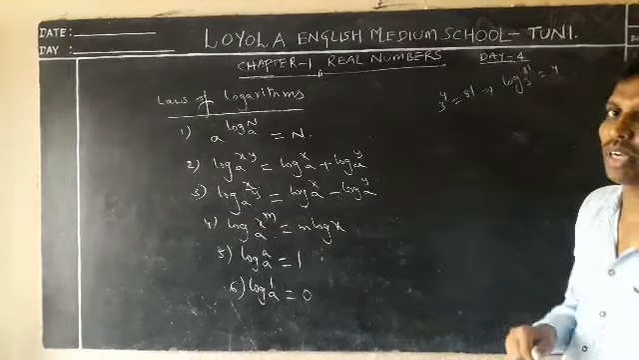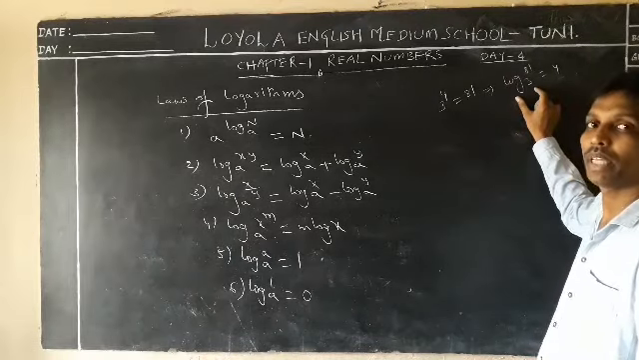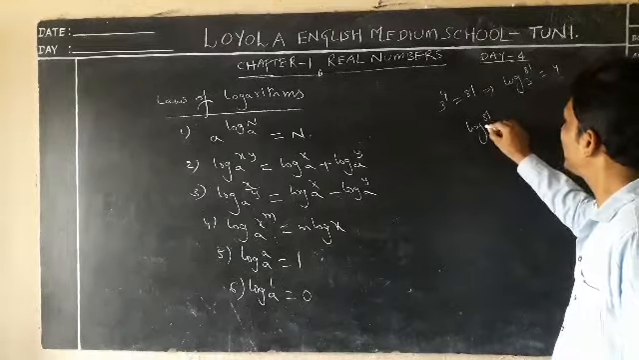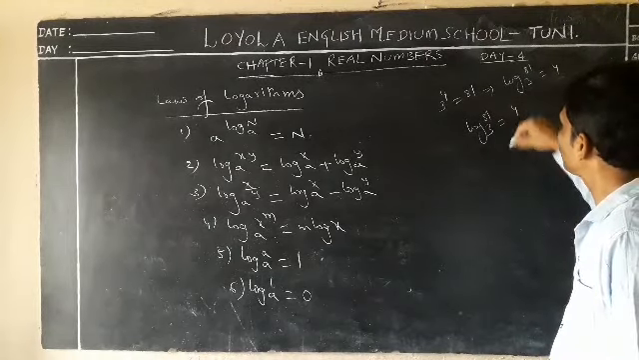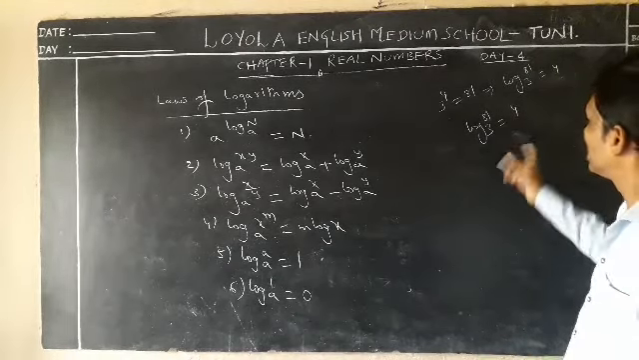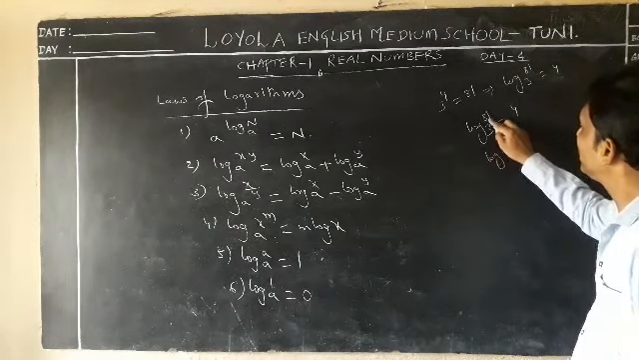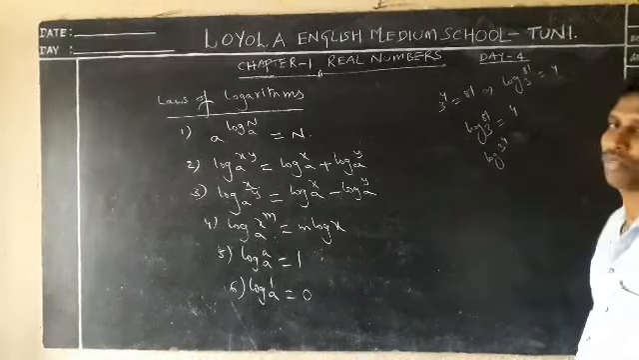You might have observed this or not. Once again I am going to give the explanation for this. Log 81 to the base 3 equals 4. Is it correct or not? Let us check. Log 81 means 3 power 4.